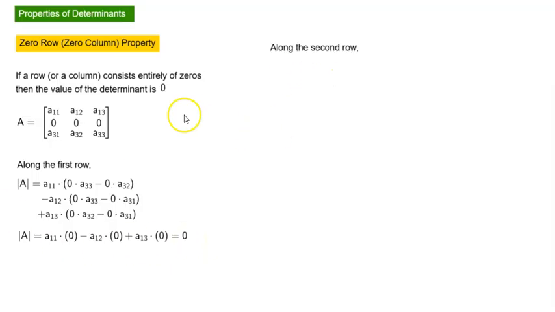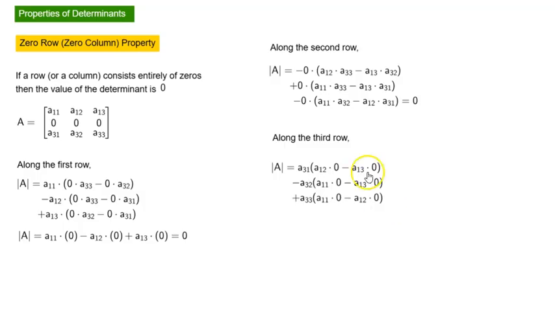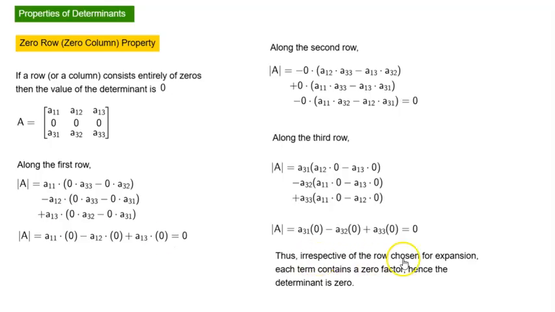Now along the second row, the values outside these bracketed terms will be zero, which means the entire thing will be zero. And along the third row, again, if we evaluate it, the bracketed terms will all be zero. So overall the determinant of A is zero. Thus, irrespective of the row chosen for expansion, each term contains a zero factor, hence the determinant is zero. So that was the zero row or zero column property.